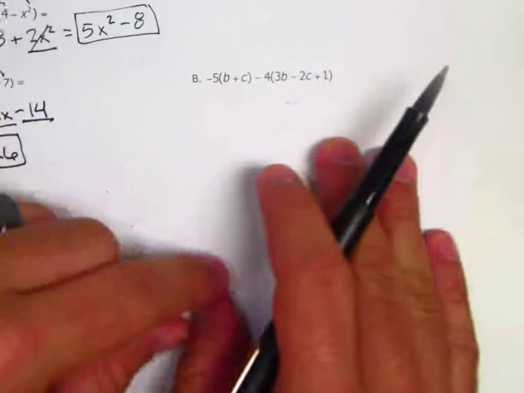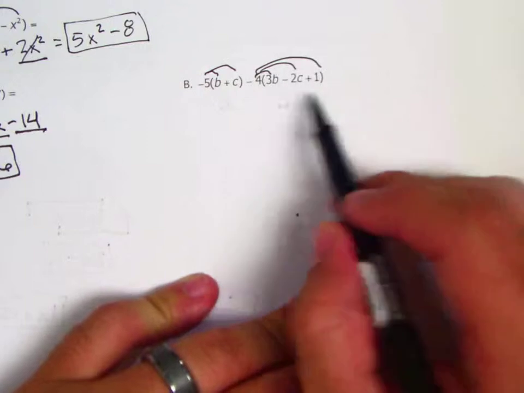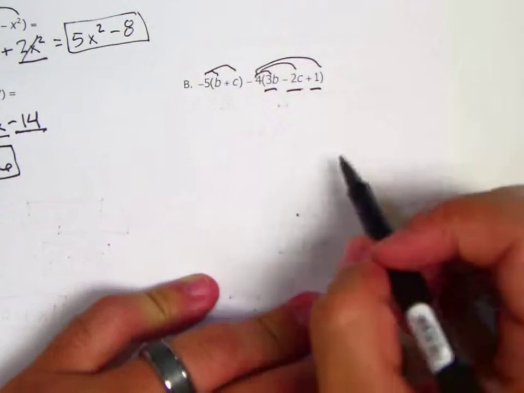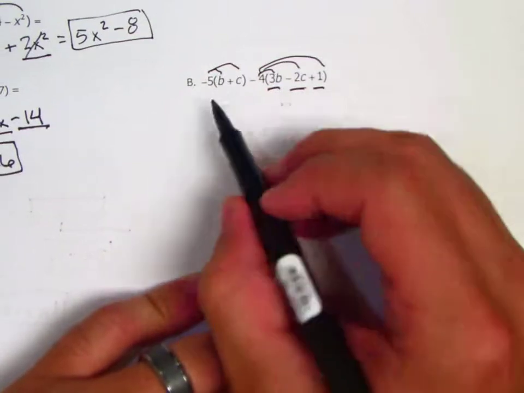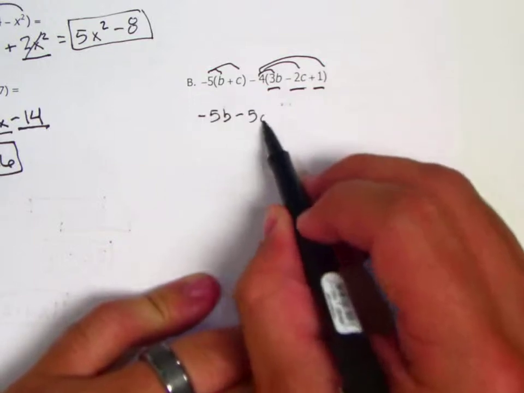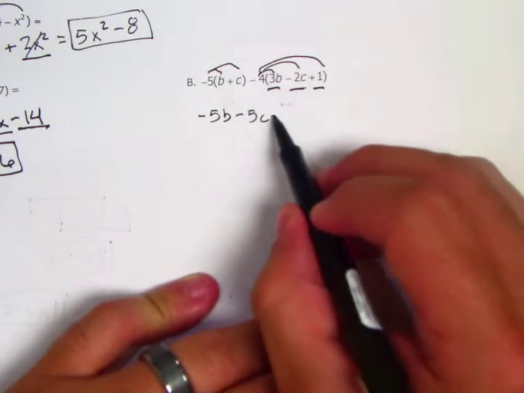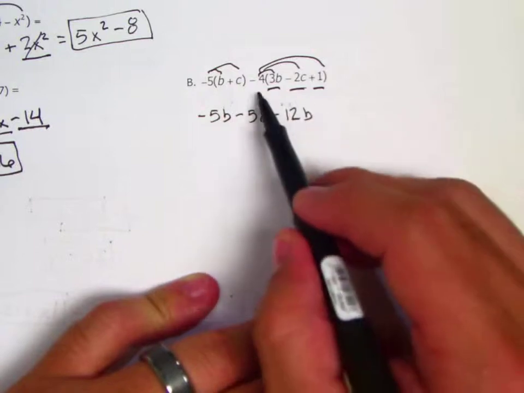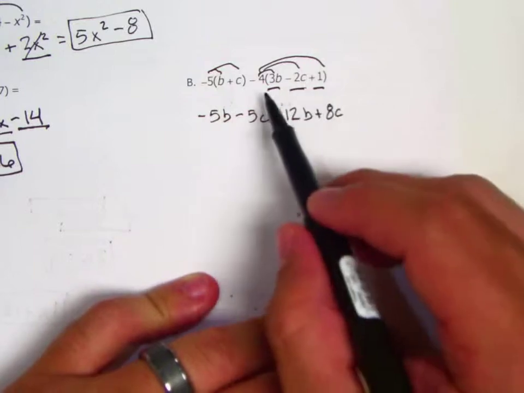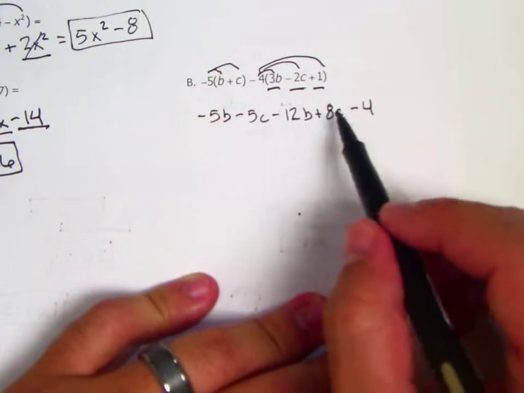And the b, we have to distribute here, and we have to distribute to all of these as well. This one has 3 terms inside the parenthesis. 1, 2, 3. So we have to distribute that negative 4 to all 3 of them. Negative 5 times b is negative 5b. Negative 5 times c is negative 5c. Now I have to do all this mess over here. Negative 4 times 3b. Negative 4 times 3 is negative 12, and then there's a b. Negative 4 times negative 2 is positive 8, and there is a c. Then finally, negative 4 times 1 is negative 4.